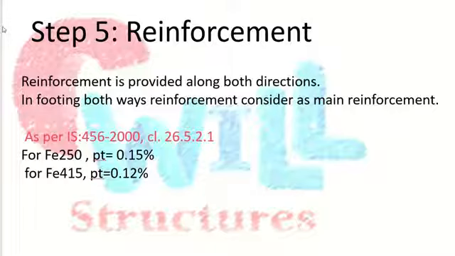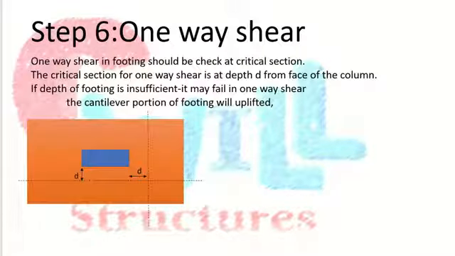We generally provide reinforcement and consider it as main reinforcement for both directions. As per IS 456 clause number 26.5.2.1, if we are using Fe 250 as in mild steel, the percentage of reinforcement is 0.15, and this is a clause for the minimum reinforcement. And if we are using Fe 415 as in HYSD steel bars, the percentage of reinforcement is 0.12%. Next step is we have to check one-way shear.